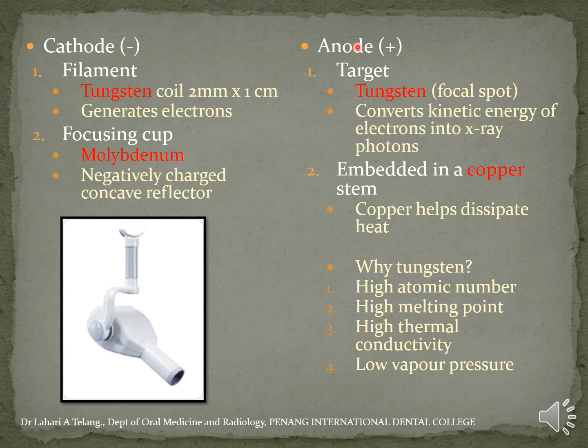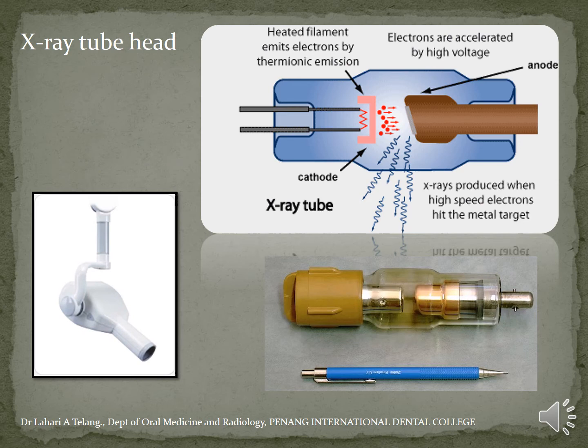The target, which is the anode, on the other hand, is also made up of tungsten. Remember, tungsten is the choice of metal here. And why tungsten? It is because it has a high atomic number, a high melting point, high thermal conductivity and low vapor pressure. Right? So what does this target do? It converts the kinetic energy of the electrons which are coming from the cathode to the anode into X-ray photons. It also has a copper stem which helps in dissipating heat. So all of this is actually inside the tube head over here.